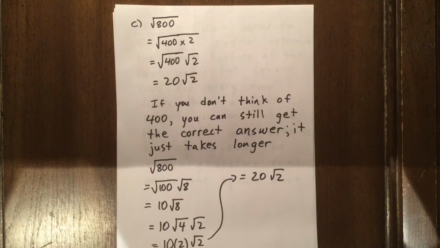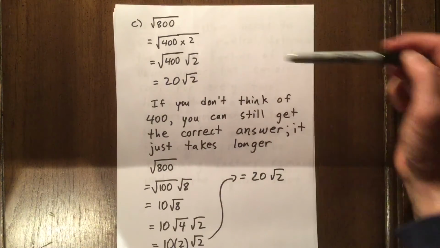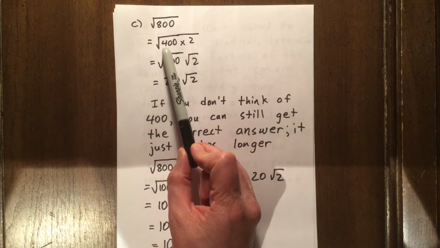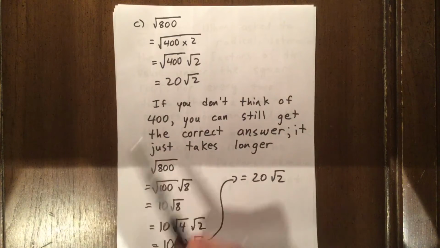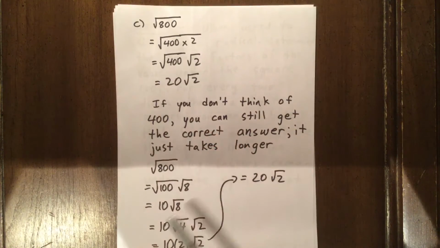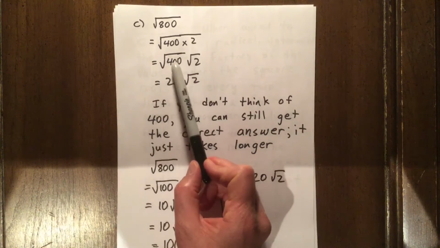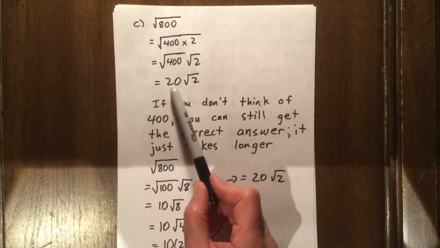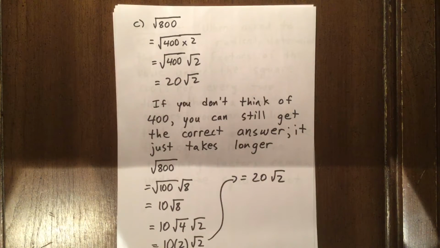I can even have a tough question like the square root of 800. Well, if I'm really clever, I realize that 800 is really just 400 times 2, and 400 is a perfect square. It's 20 squared. So I can re-express the square root of 400 times 2 as the square root of 400 times the square root of 2. And the square root of 400 is 20, and so I simplify to 20 root 2.